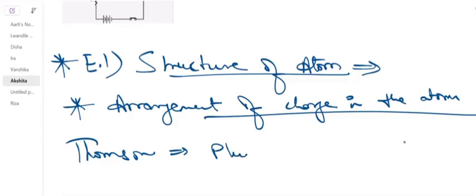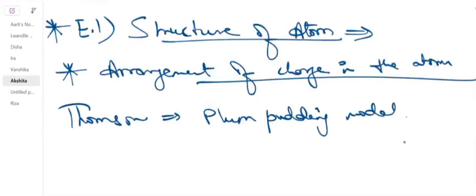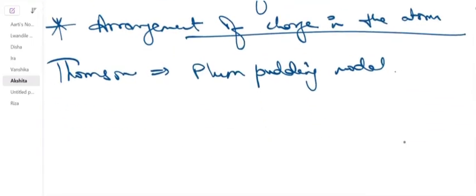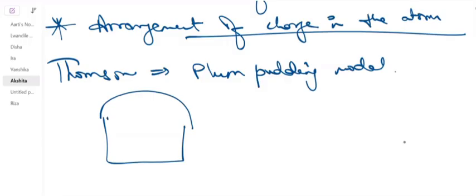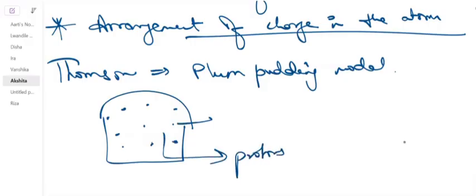He said that you can compare it like a plum pudding, where the cherries give you the number of electrons, whereas the stuffed baked part will give you the number of protons.